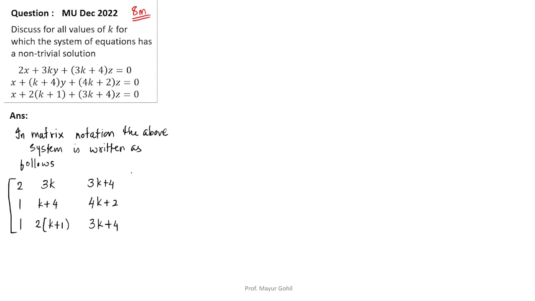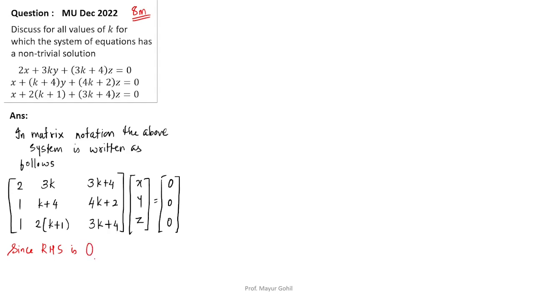Now we have got these in the matrix notation. We now write the x, y, z, and here the RHS is 0, 0, 0. Now here we note down the following things: since RHS is a zero matrix of 3 rows and 1 column, the system is a homogeneous system. This is what we can note down. You need not write this in the exam, but for your understanding I am giving you this.